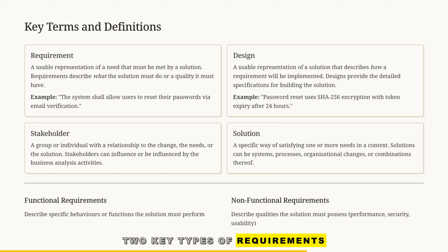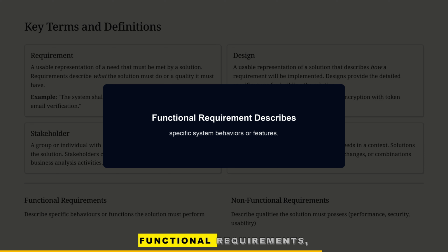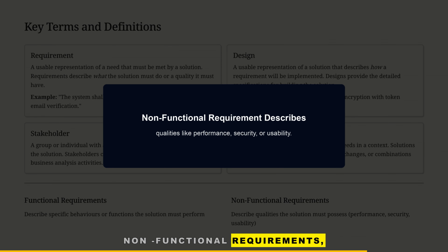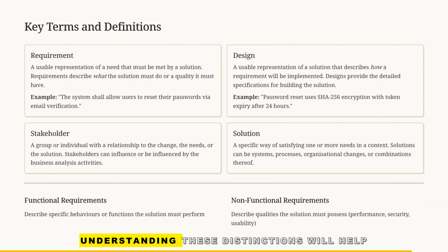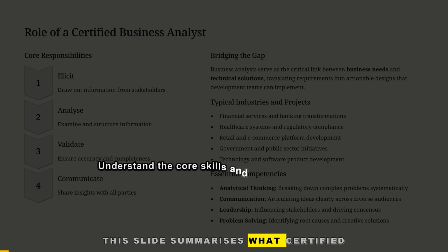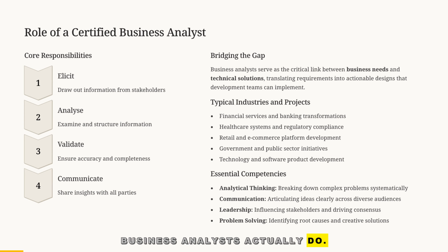2 key types of requirements are also tested. Functional requirements. Describe specific system behaviors or features. Non-functional requirements. Describe qualities like performance, security, or usability. Understanding these distinctions will help you interpret exam scenarios with precision. This slide summarizes what certified business analysts actually do.